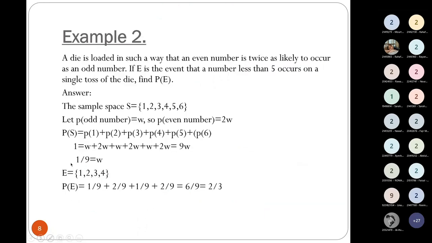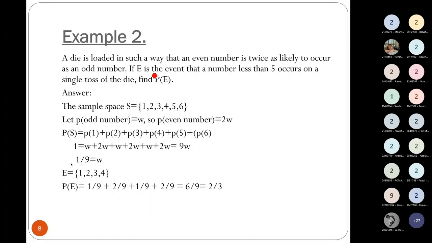Look at the second example. A die is loaded in such a way that an even number is twice as likely to occur as an odd number. For example, here we have a die, but we have more than 6 faces. Because for the even number, for example, 2 may have 2 faces. 6 is also even. The 6 has 2 faces, and so on.